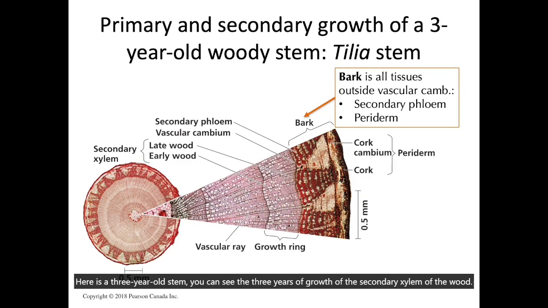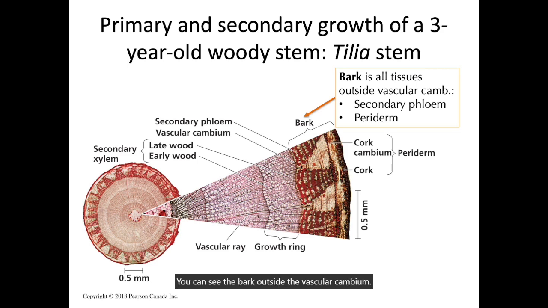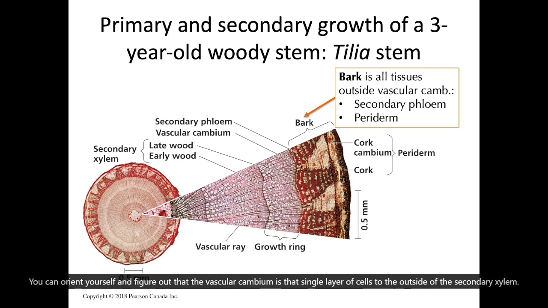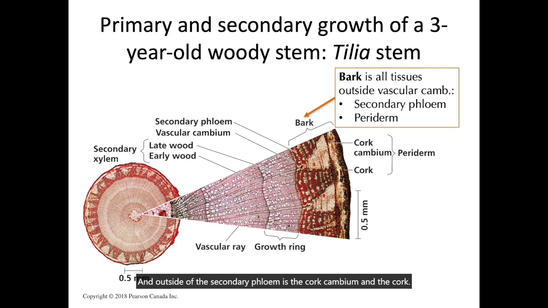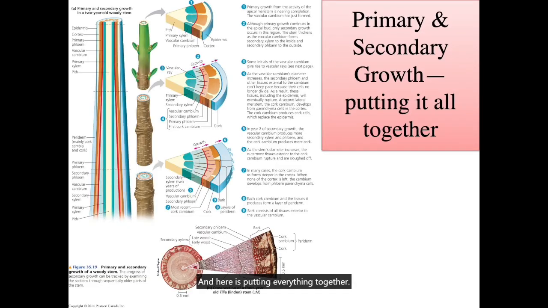So here is a 3-year-old stem. You can see the 3 years of growth of the secondary xylem, the wood. You can see the bark outside the vascular cambium. You can orient yourself and figure out that the vascular cambium is that single layer of cells to the outside of the secondary xylem, and outside of the secondary phloem is the cork cambium and the cork. So this is another picture of what we just talked about. And here is putting everything together.